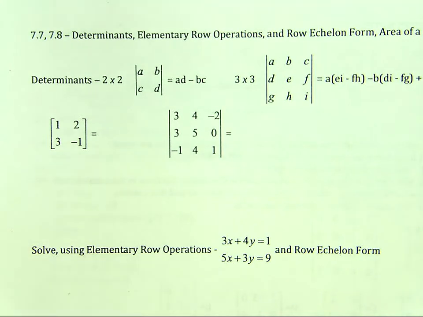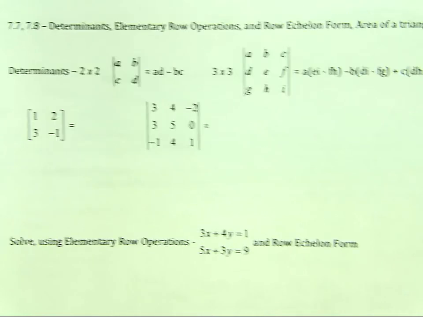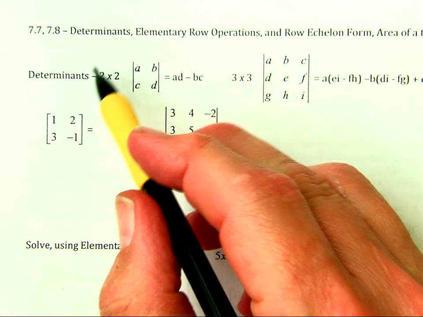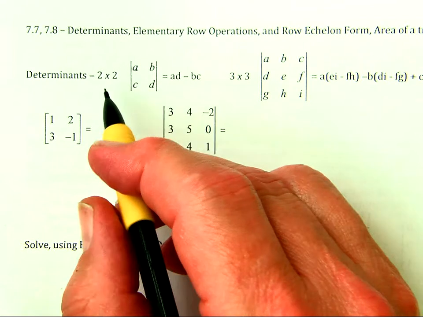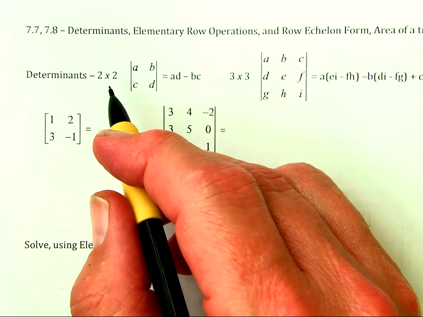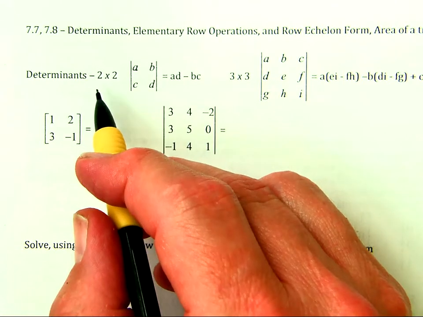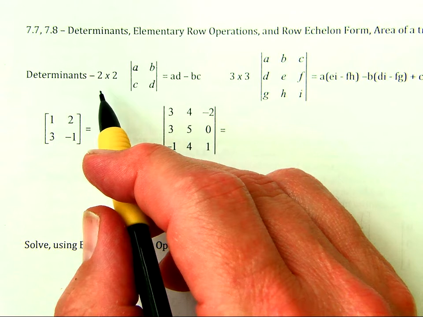Okay, this next section is more about matrices. These are some other characteristics, things about matrices. First, we have a determinant. A determinant is a scalar number, so it's not a matrix. It's a scalar number that represents a square matrix. It has to be a square matrix.